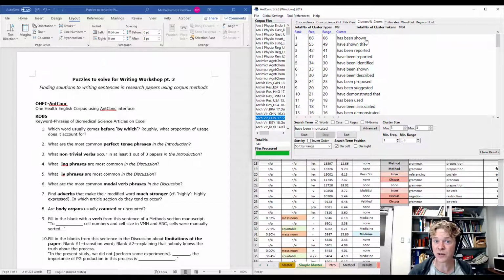The simple words really are the most common used. "Is" is an extremely common verb. It's okay to use simple words. It's something that comes up again and again on here. Okay, so those are the most common perfect tense phrases.